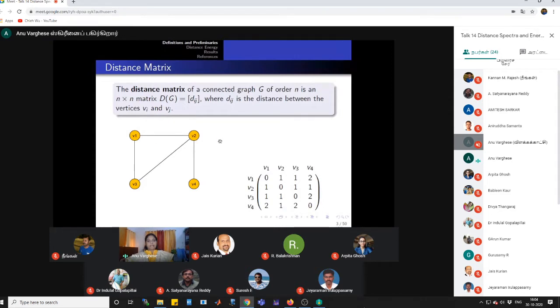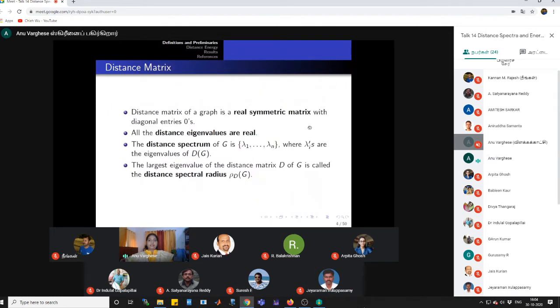Since we consider only simple graphs, the diagonal entries will be zeros. If two vertices are adjacent, then the corresponding entry will be 1. So we can construct a distance matrix like this. And since we consider only undirected graphs, the matrix will be real and symmetric, and the diagonal entries will be zeros. Since distance matrices are symmetric matrices, the distance eigenvalues will be real.